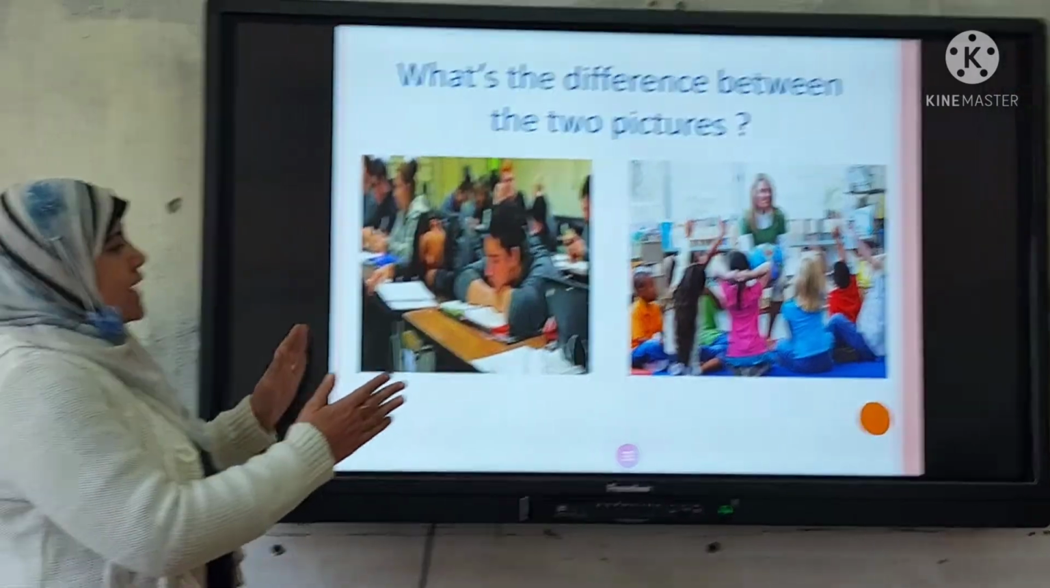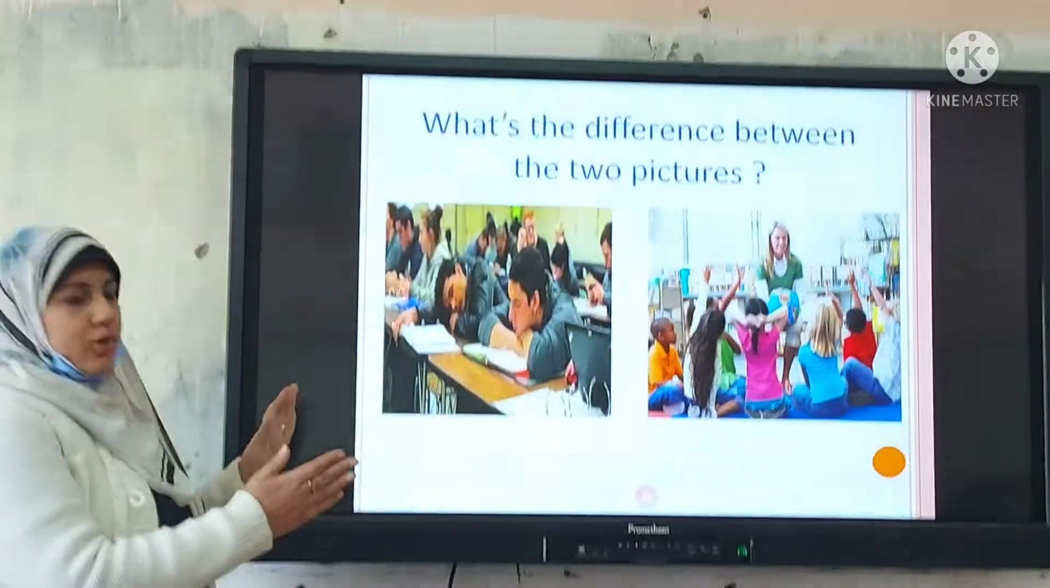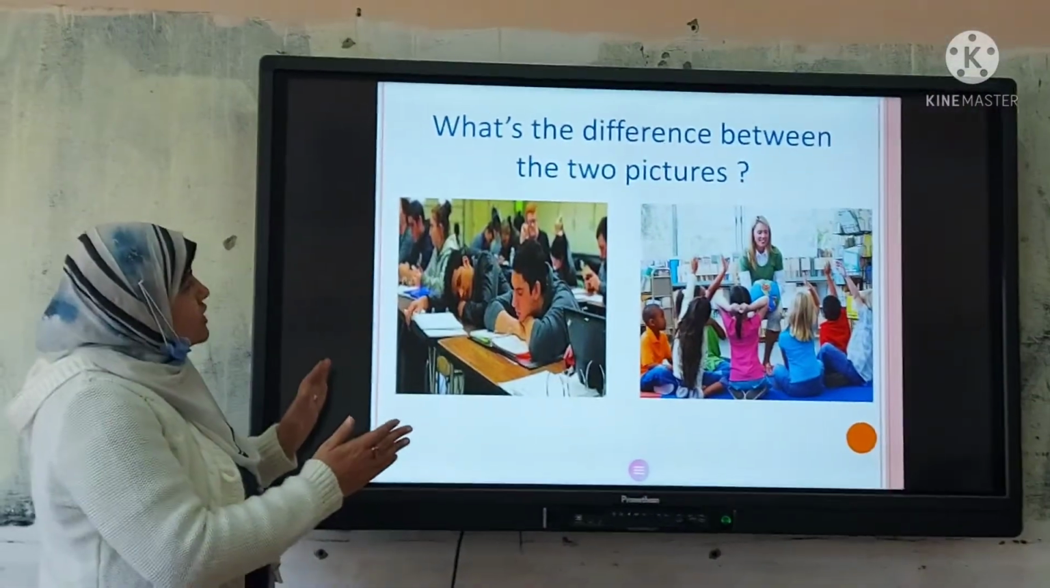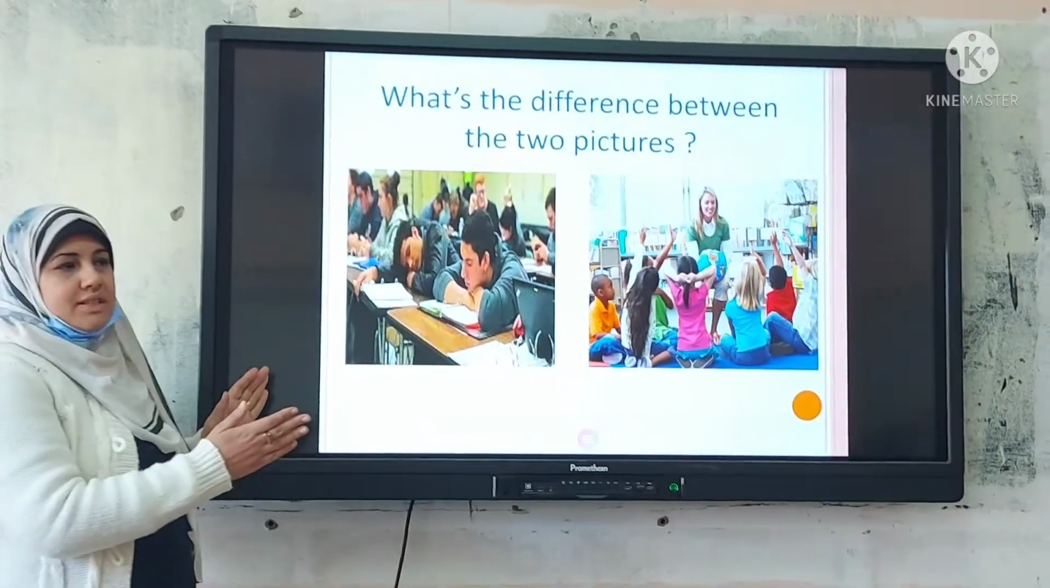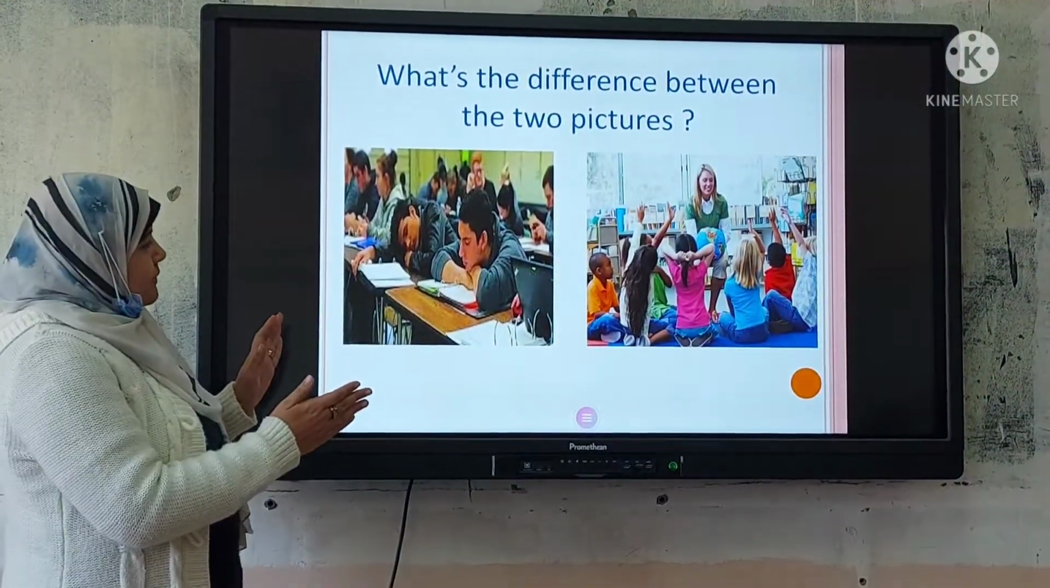So let's look at these 2 pictures. What is the difference between these 2 pictures?